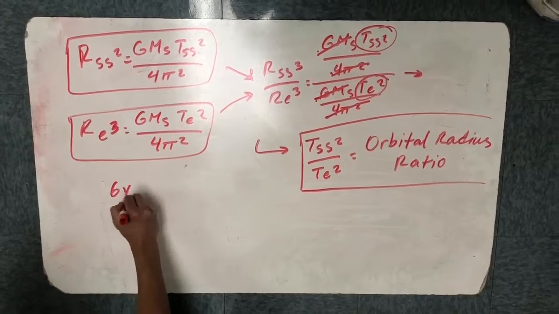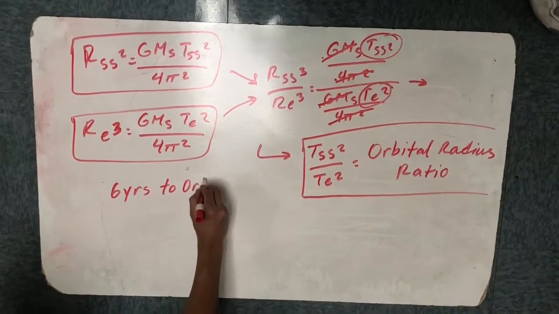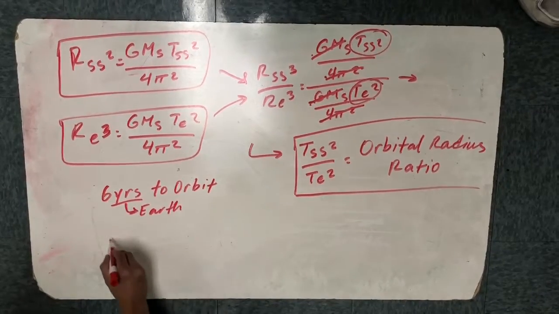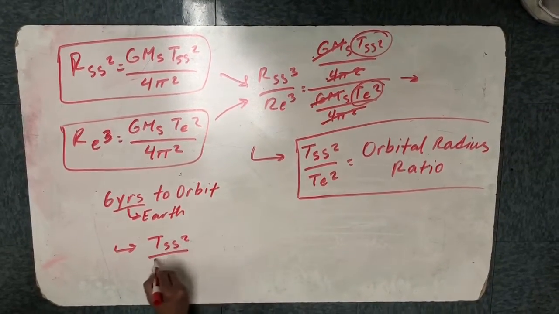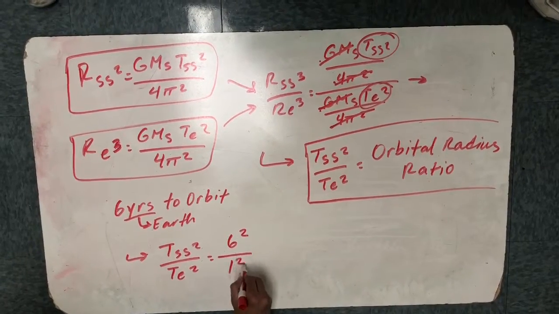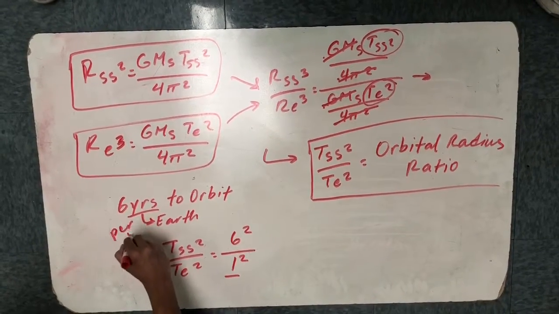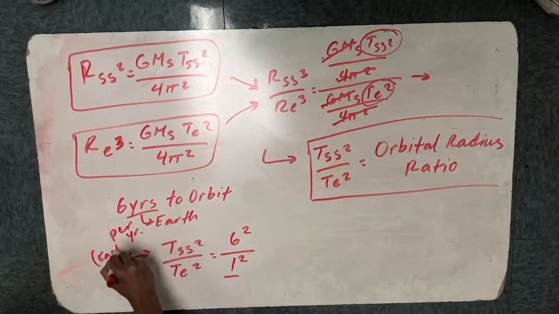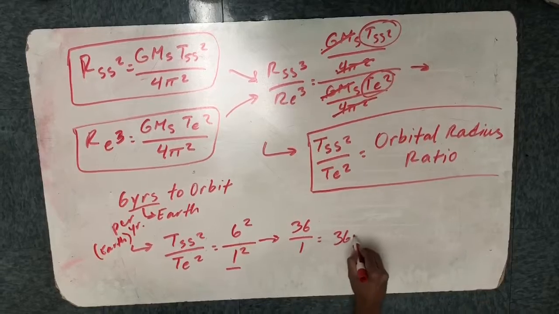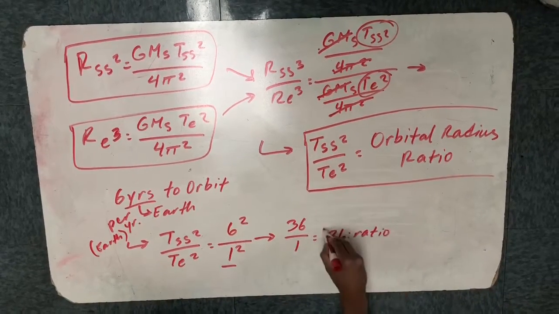So now we'll take this real life example as said earlier and make it 6 years for this satellite, which orbits per Earth year. Now these will be the two periods in the orbital radius ratio, which will make 6 squared over 1 squared. Again, this is per year, which is why it's 1. And we'll simplify this so that it's 36 over 1, leaving 36 as the orbital radius ratio.